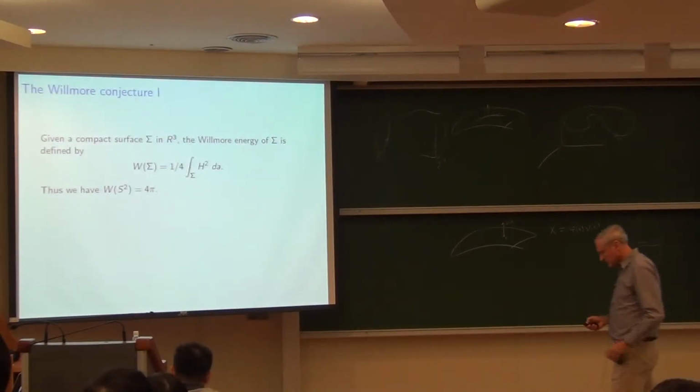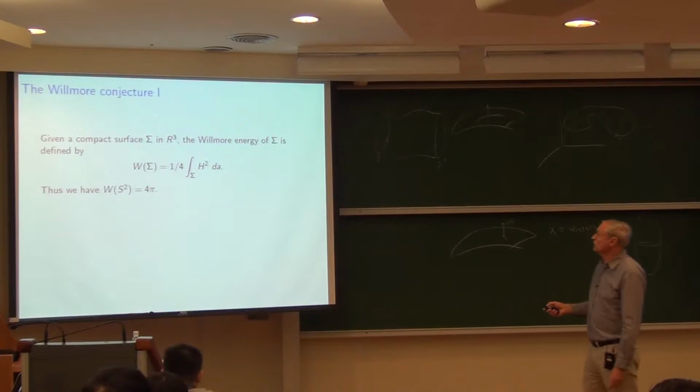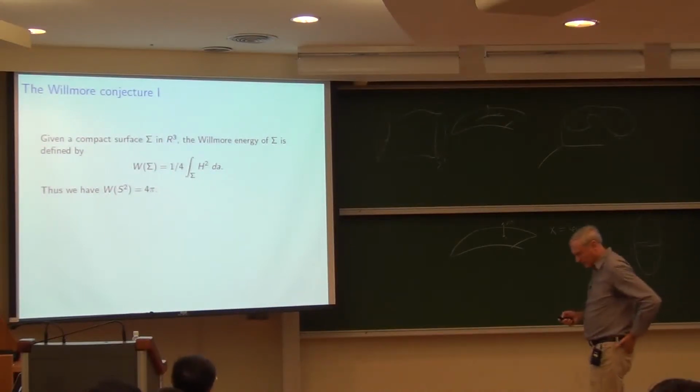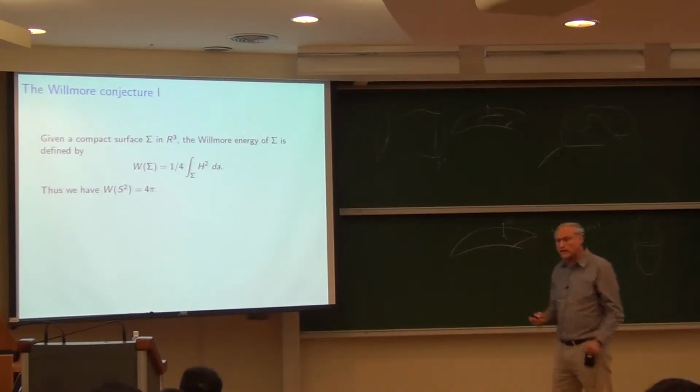Okay, the next one, which is a couple of years old now, is the Willmore conjecture. And so this is a problem which a priori doesn't look like it has that much to do with area and minimal submanifolds, but it turns out it actually does.